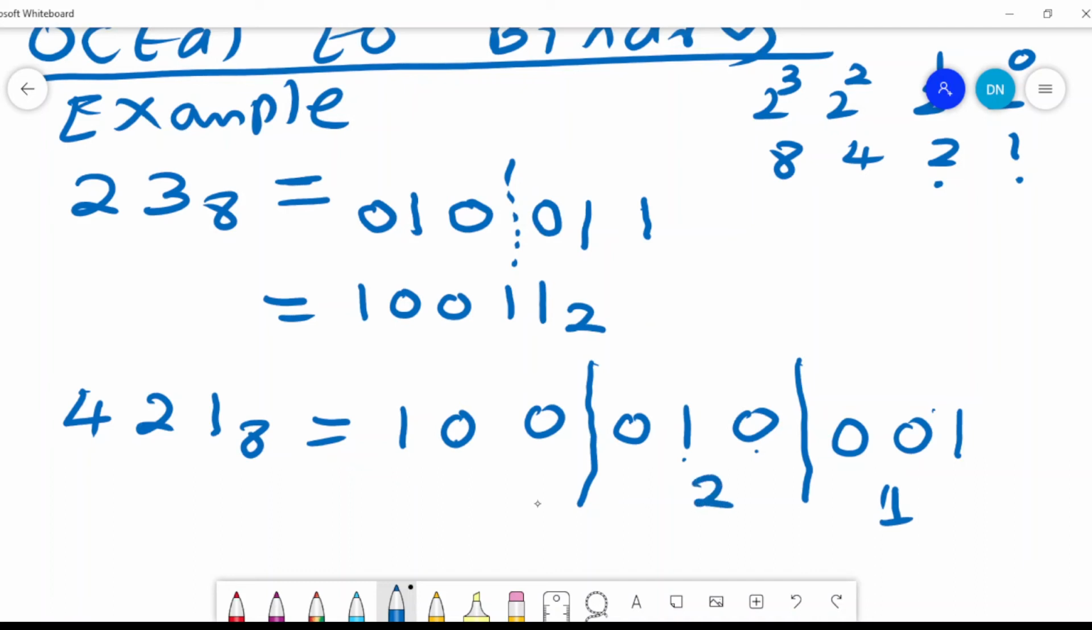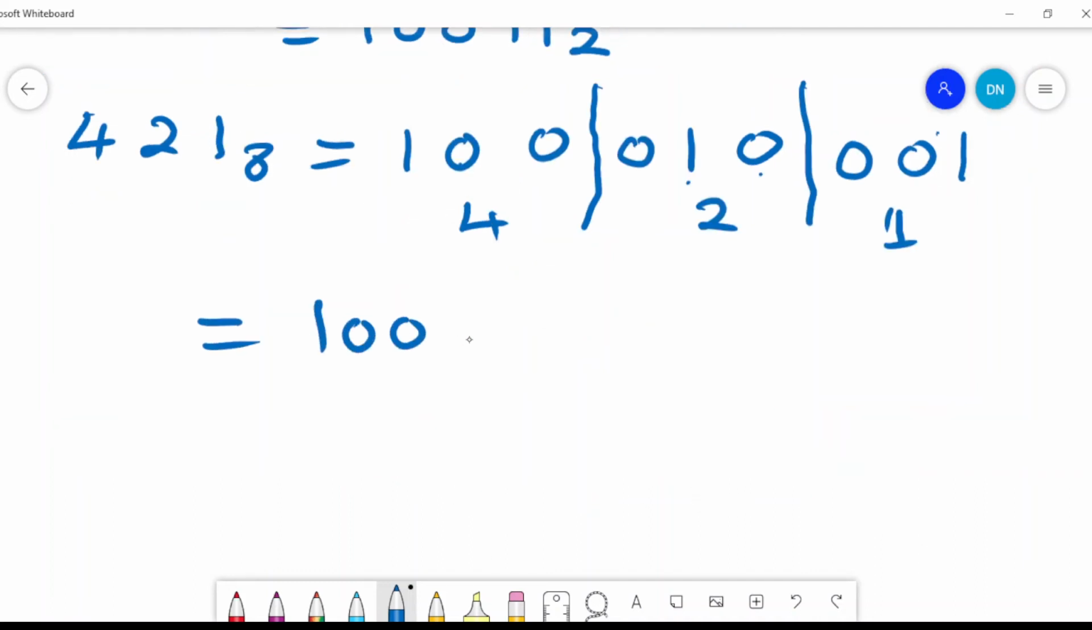This is 2. And this is 4. The binary equivalent is then 0, 0, 1 to base 2. So now we can move from octal to binary.